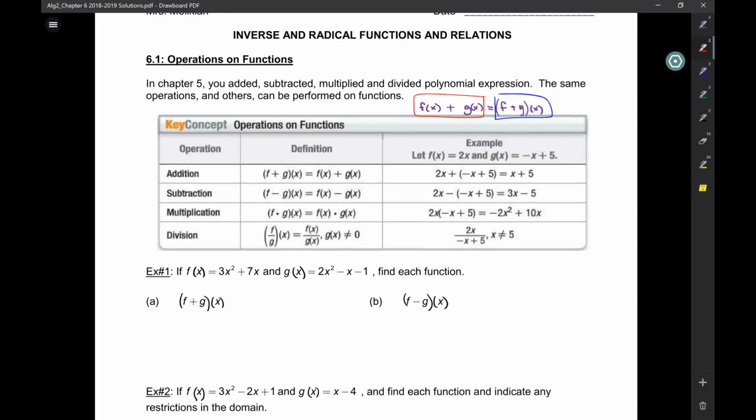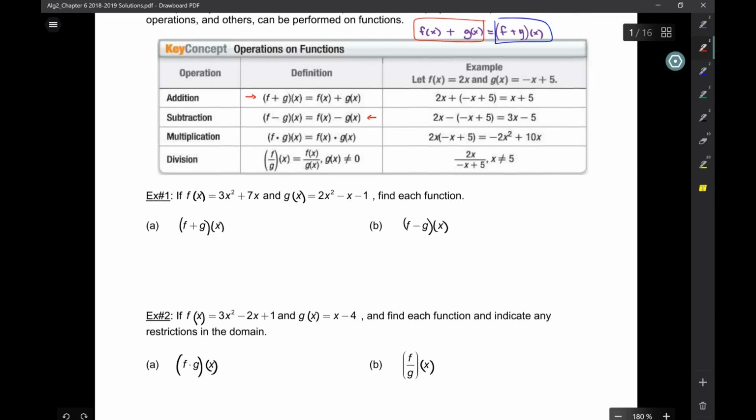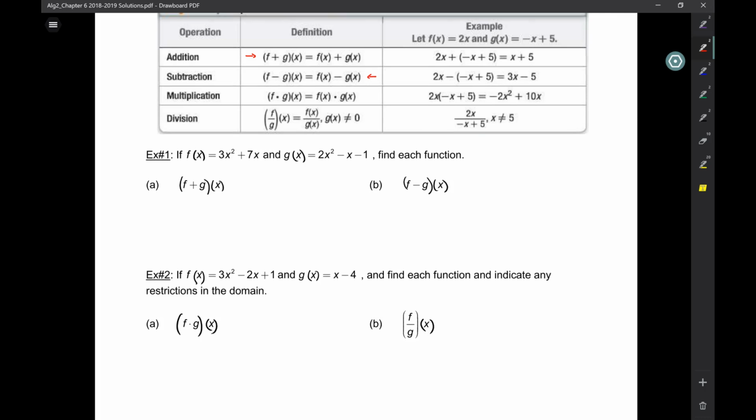All right, so that's when we're adding. And then when we're subtracting two functions, I can write it in concise form, f minus g of x, or I can multiply f times g of x, or I can divide f divided by g of x, okay? So let's take a look at these and let's do some examples. Here I have f of x is this and g of x is this. I'm told to find f plus g of x.